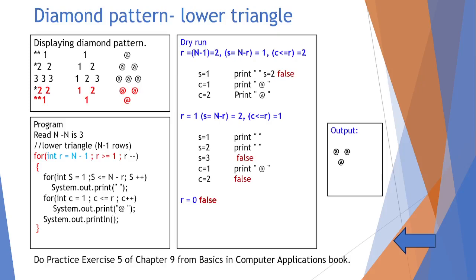When R is 1, R minus minus, so R becomes 1. S is equal to N minus R again. That is 3 minus R, that is 2. Spaces should be 2. But C should be less than or equal to R, that is, the number of columns should be 1. So in the last row of the diamond pattern, 2 spaces and 1 column only. This is how a diamond pattern can be displayed.